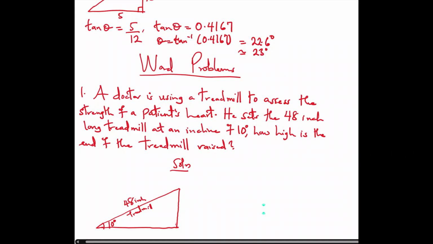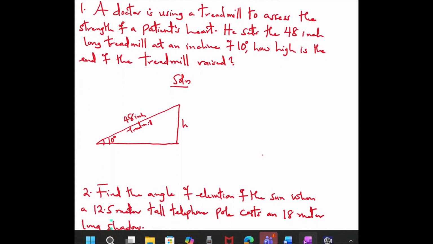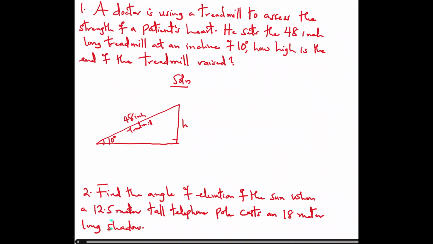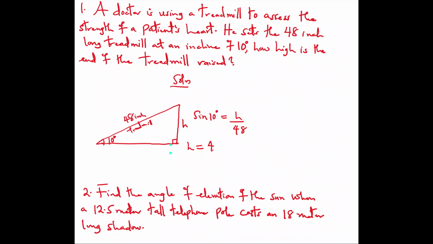And now it says how high is the end of the treadmill raised. So we are going to find this side, which is the height, h. So in this case now we are given the hypotenuse, because this side is the hypotenuse, and then we have to find the opposite side. So in this case we are going to use sine. So that will be sine 10 degrees is equal to h over 48. Okay, so now that will be h is equal to 48 sine 10 degrees.